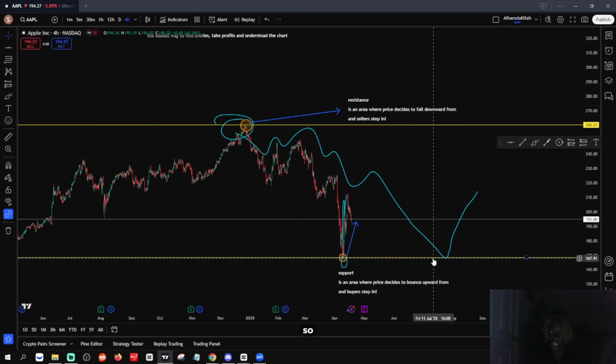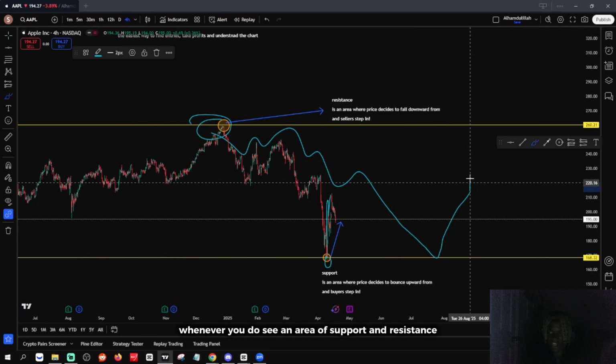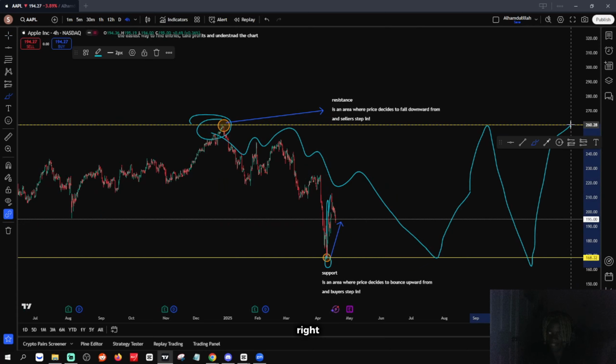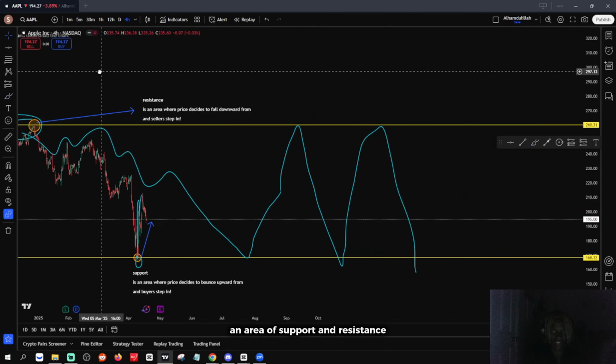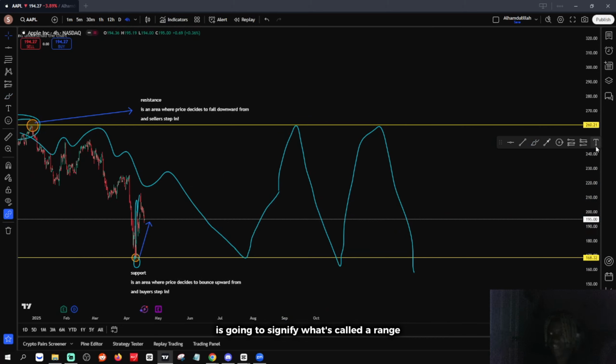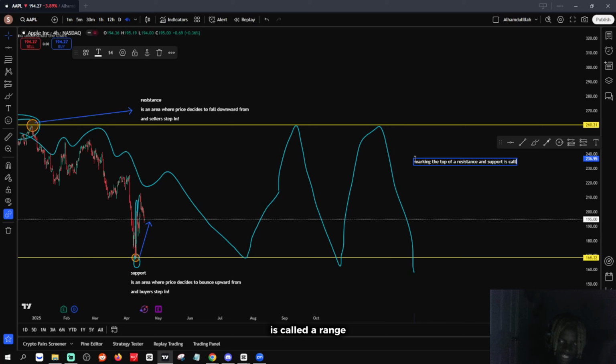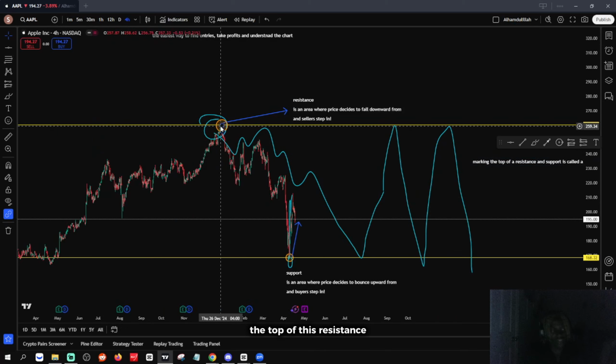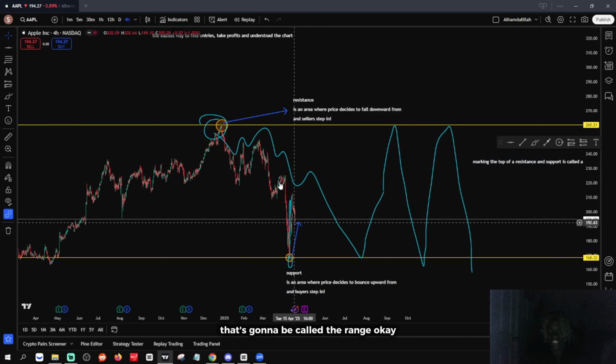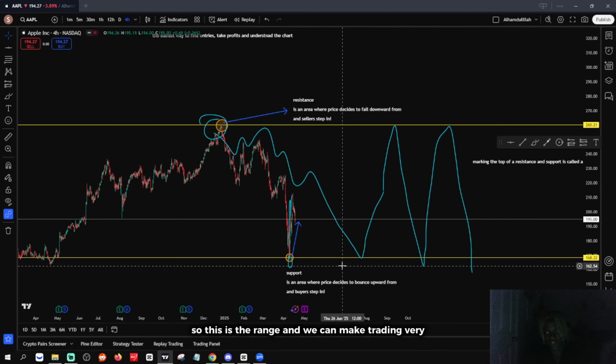Okay, so whenever you do see an area of support and resistance, right, an area of support and resistance is going to signify what's called a range. So, marking the top of a resistance and support is called a range. Okay? So the top of this resistance and the bottom of this support, between where prices decide to bounce and do its two things, that's going to be called the range. Okay? So this is the range.